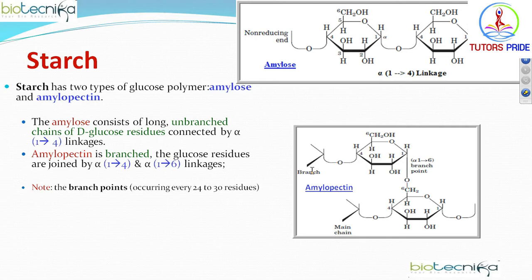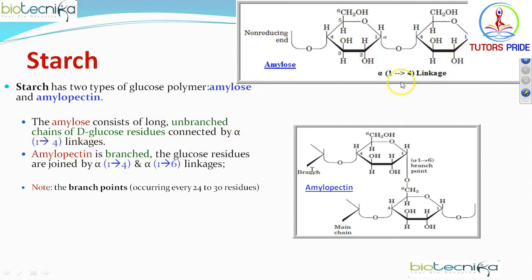So starch contains mainly two parts: one is amylose and another is amylopectin. As you can see here, it is available in these two forms, two types of glucose polymer. The amylose mainly consists of a long unbranched chain of D-glucose residues connected by alpha 1,4 linkage.